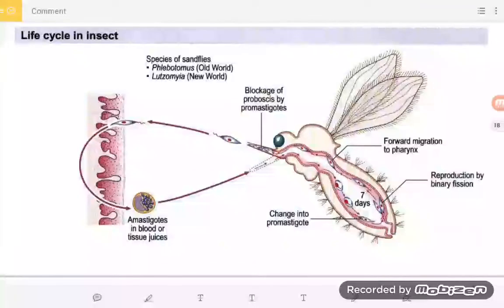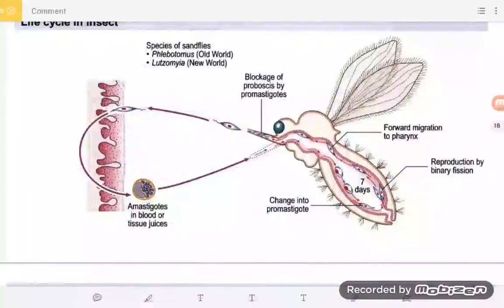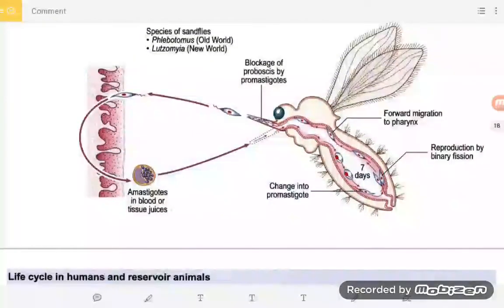This is the life cycle inside the insect sandfly. When it takes blood, if it is an infected sandfly, it transfers the promastigote form. This promastigote form in the human or host is converted into the amastigote form. Then the second time the sandfly takes a blood meal, this amastigote form is transferred into the sandfly, and it becomes a promastigote form. This is the life cycle.